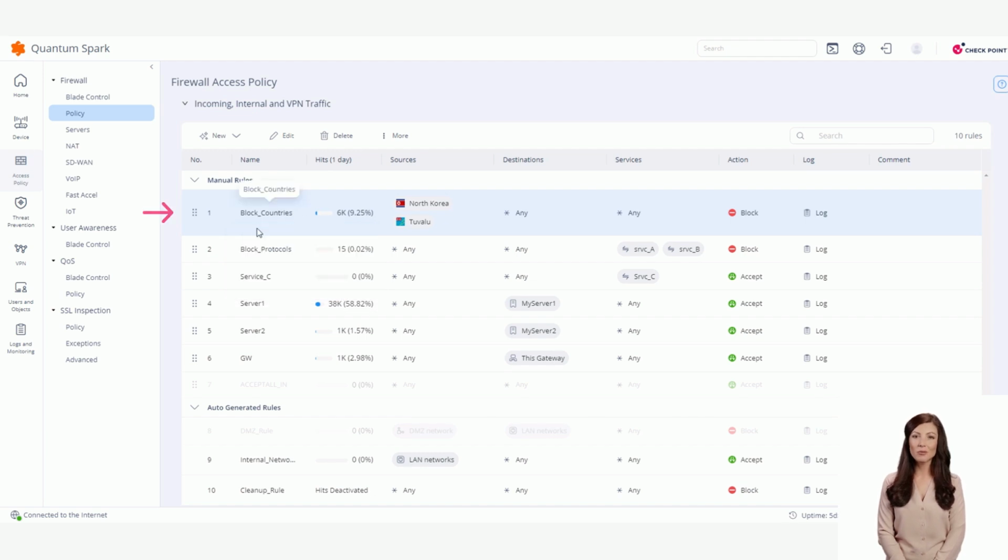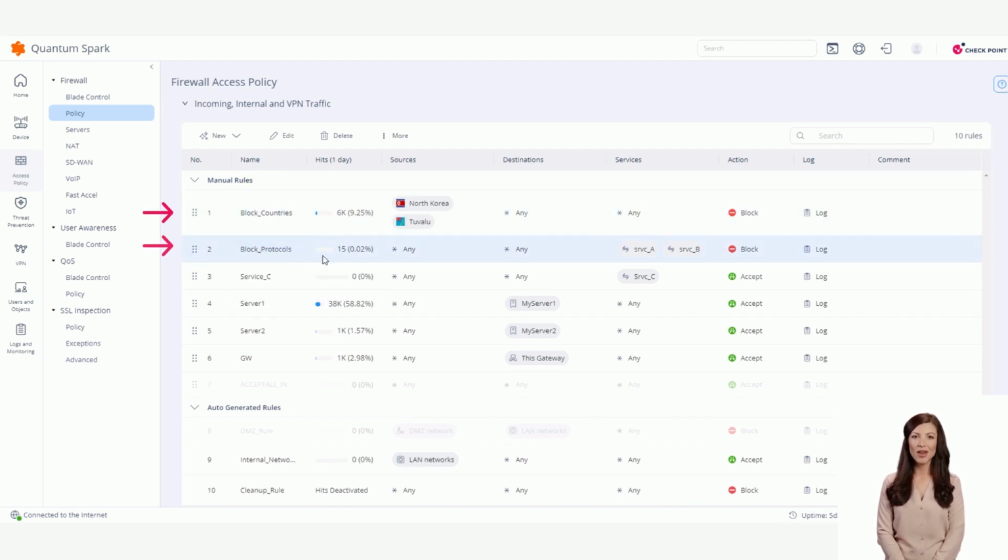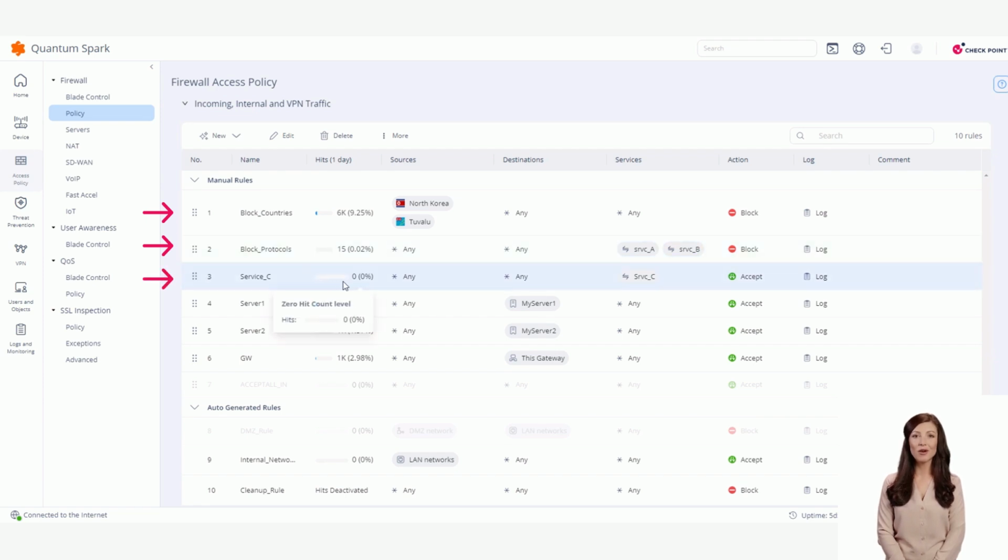We can observe that we have a block rule with a notable share of traffic, a block rule with some hits, and an accept rule with no matching traffic at all for the last day. In this way, the hit count feature provides better visibility of the access policy rule's performance.